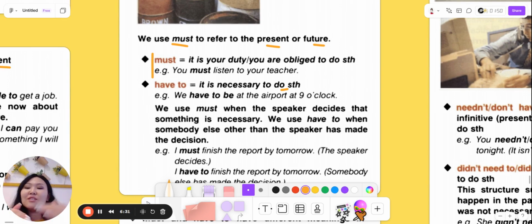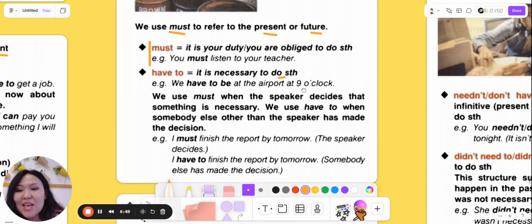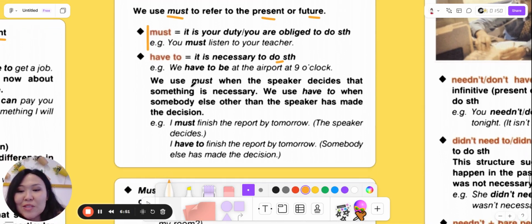And also the difference between must and have to. I will read the example first. We have to be at the airport at 9 o'clock. So it needs to be done. Yeah, we have to be there. So also the difference between must and have to, the thing that I wanted to say earlier, that must is used when the speaker decides that this is necessary.